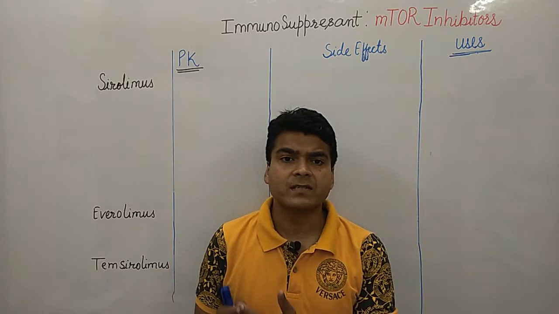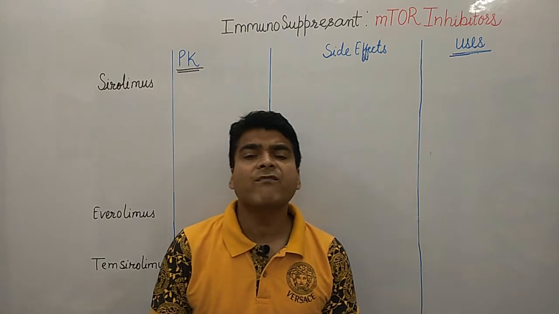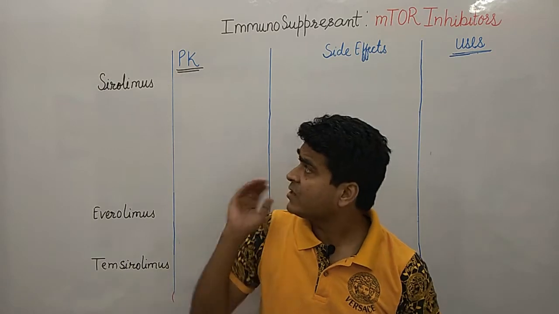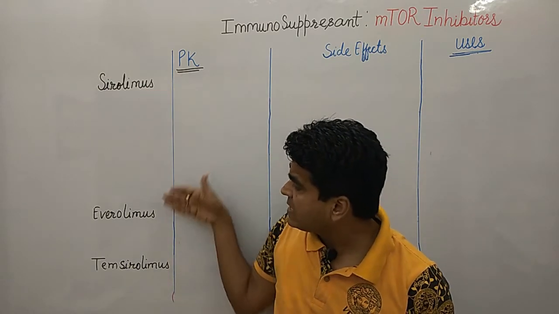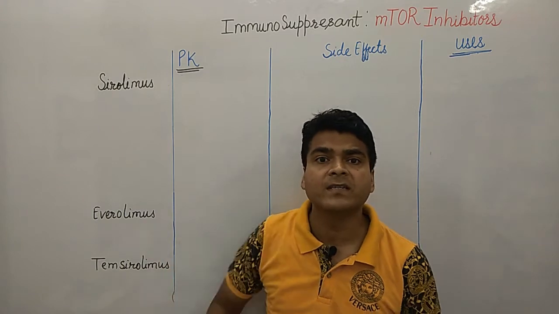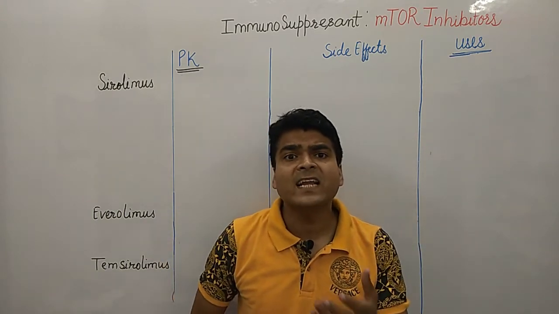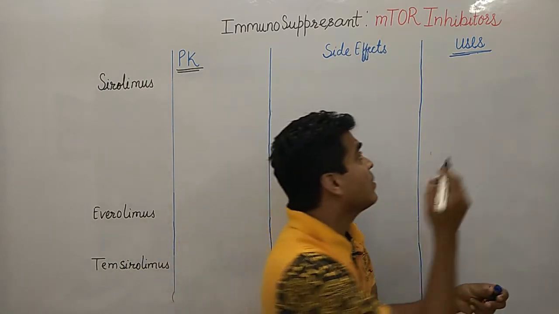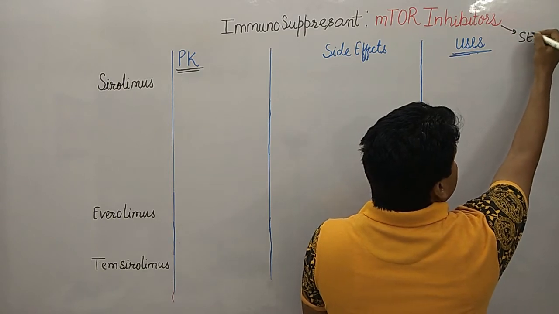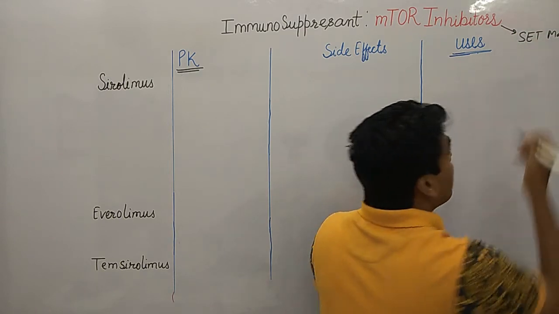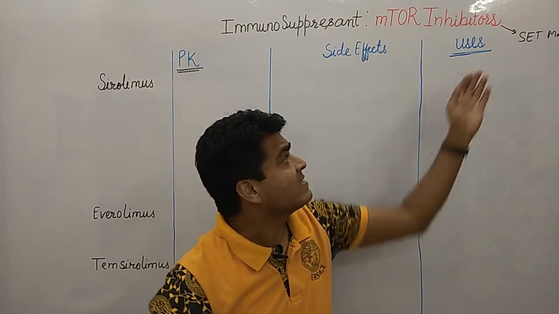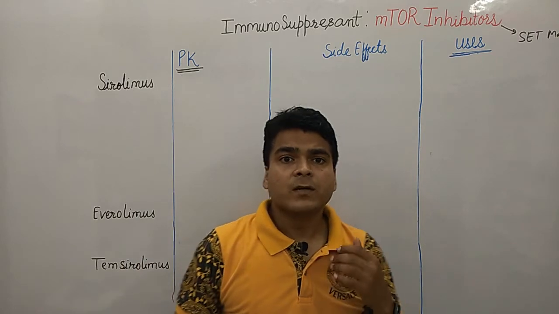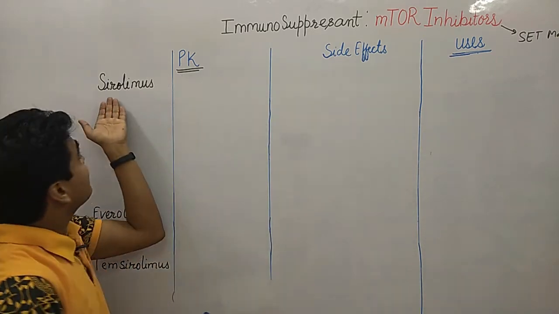Now in today's class we will discuss comparative pharmacology of mTOR inhibitors. The drugs of mTOR inhibitors are sirolimus, everolimus and temsirolimus. I already gave the learning mnemonic of mTOR inhibitor and it was SATMAX. I hope you remember in the classification section SATMAX by sirolimus, everolimus and temsirolimus. So without wasting time, I am starting sirolimus.